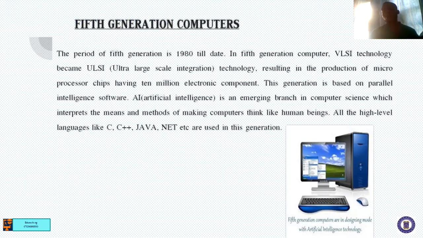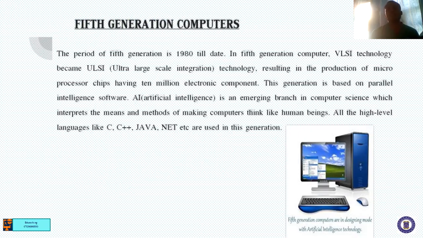In fifth generation computer, VLSI technology became ULSI. That simply means that the ULSI replaces the VLSI technology. And the VLSI simply means very large scale integration technology, while the ULSI simply means ultra large scale integration technology, resulting in the production of microprocessor chips.